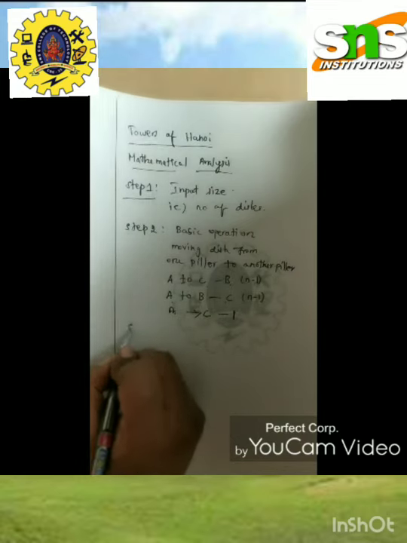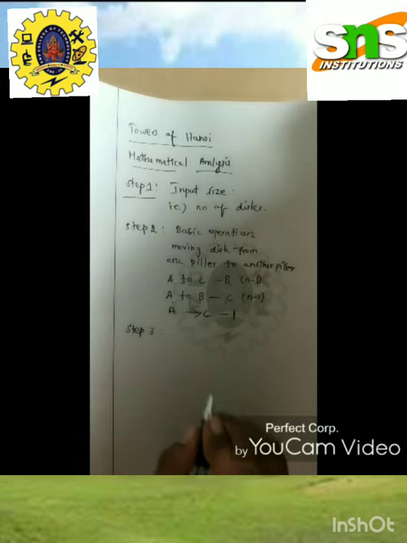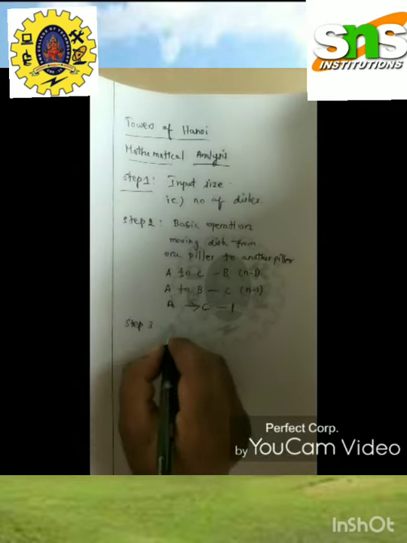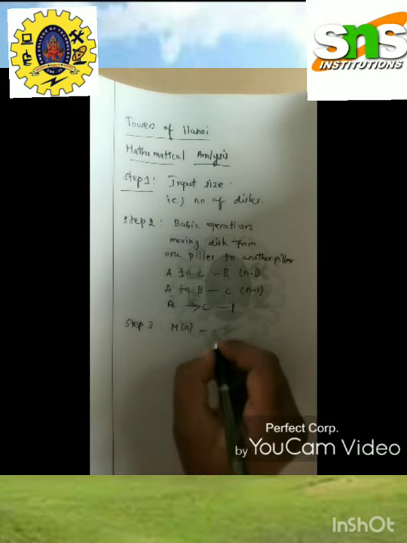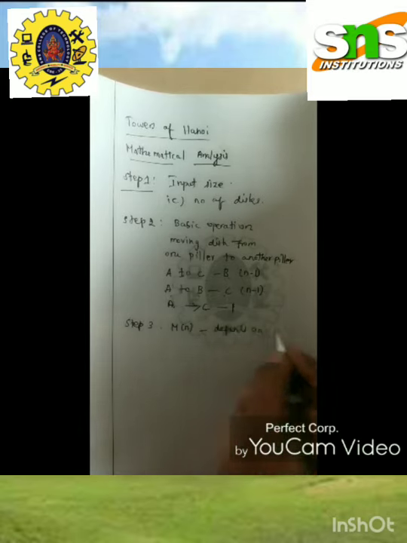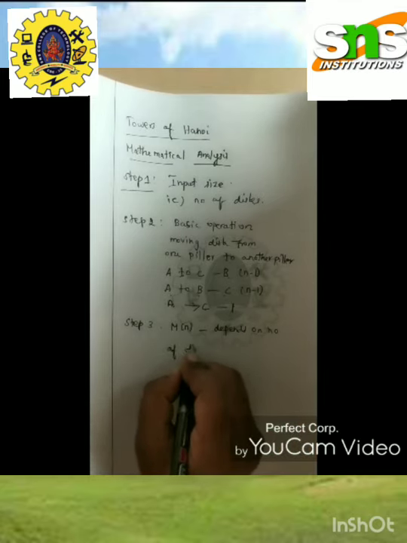Step 3. In step 3, the movement of disks will be denoted by M of n. M of n depends upon the number of disks.